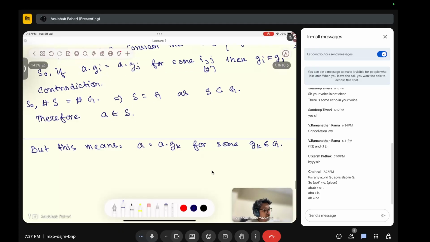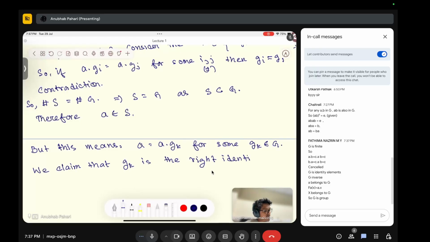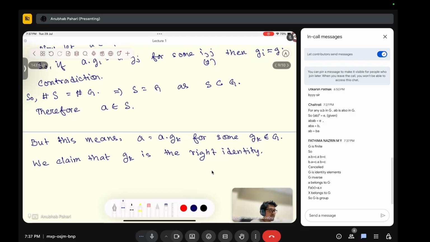So we claim that gk is the right identity. That means if you product any element to the left of this element, then you will be getting the other element.